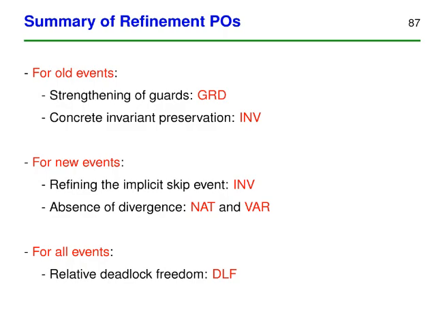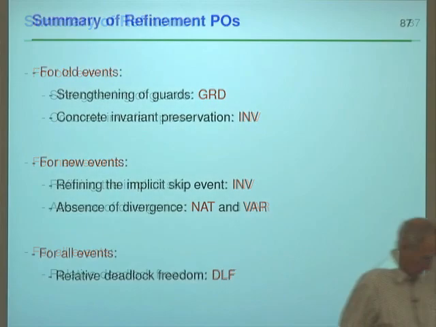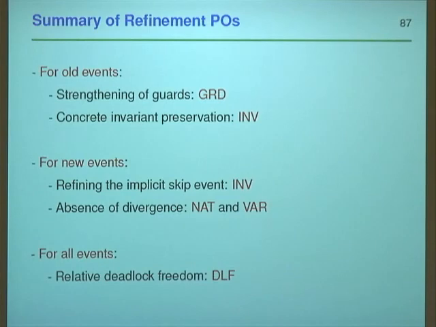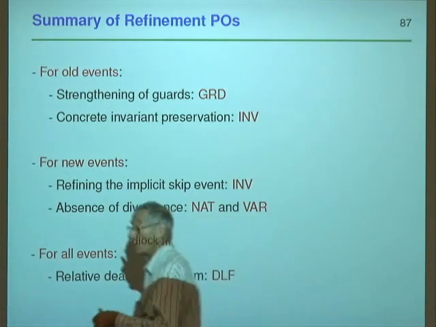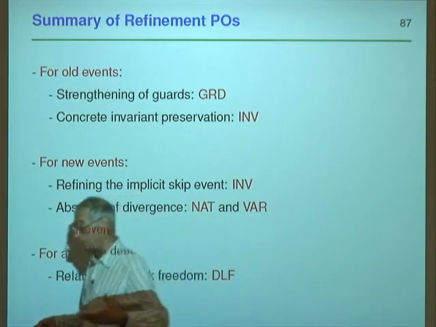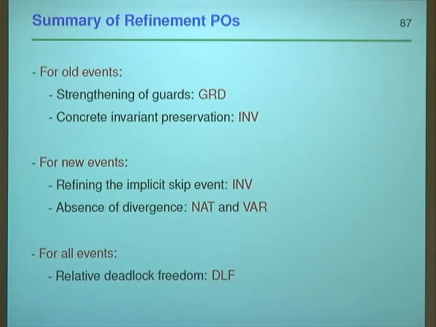So, a summary of the refinement: for old events, strengthening of the guard and concrete invariant preservation. For new events, refining the implicit event skip and absence of divergence, and for all events, deadlock freeness. So we now have a bunch of proof obligations. Again, they are part of the proof obligation generator, which generates all these things automatically.